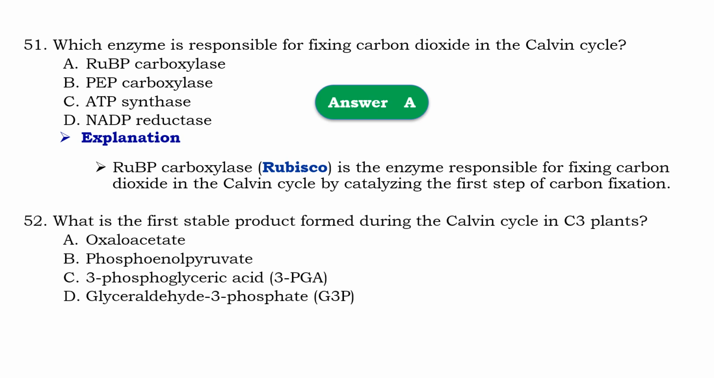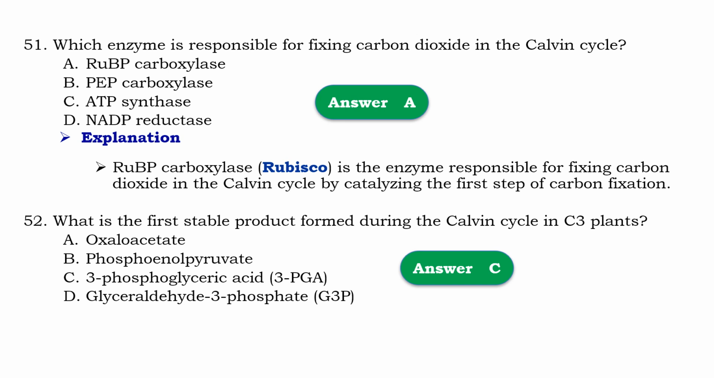Question number 52. What is the first stable product formed during Calvin cycle in C3 plants? So that should be C.